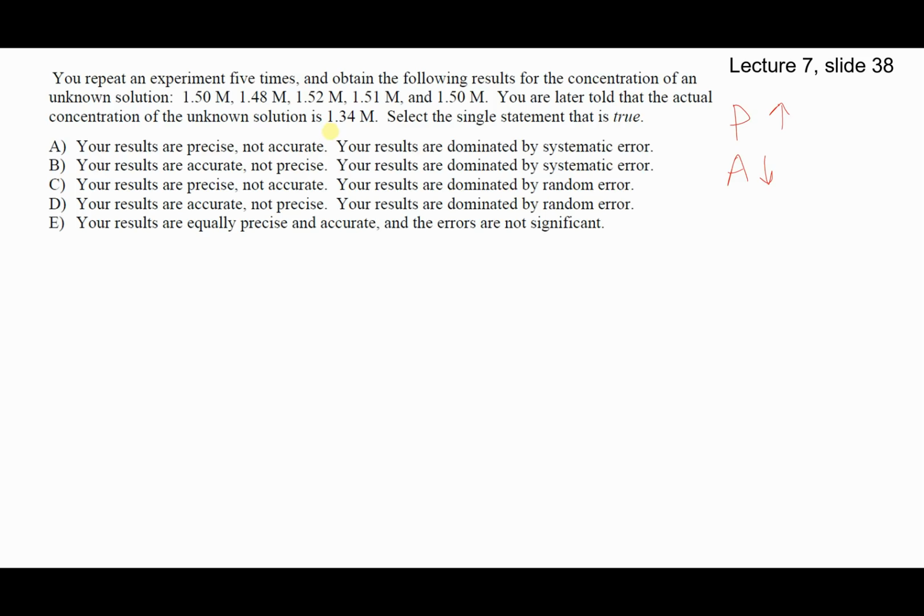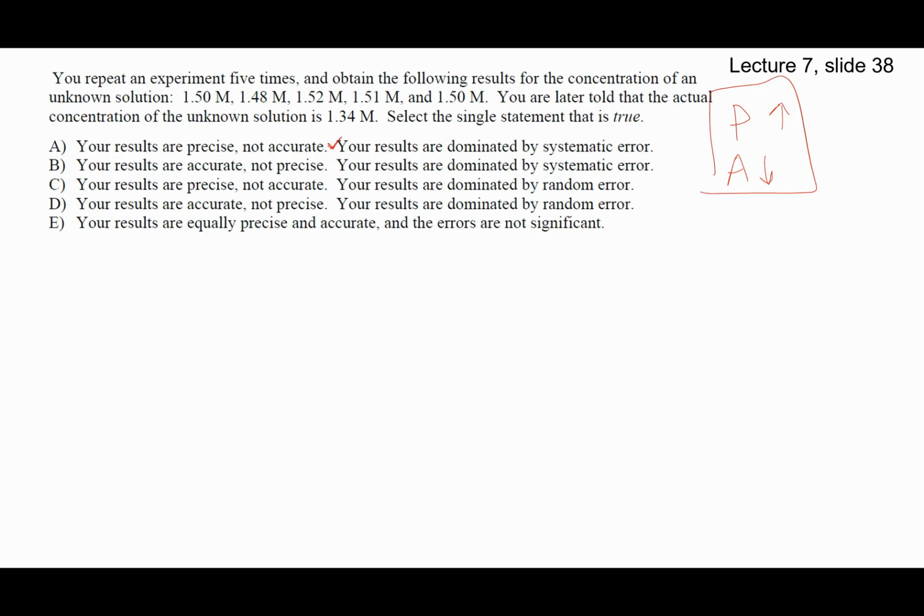Basically, the answers are broken down into two sections, right? We have the part on the left that talks about precision and accuracy, and we have the part on the right, which is what is the dominant error. So let's work on the left first, okay? Your results are precise and not accurate. Does that reflect what we have over here? Why, yes, it does. We are precise and not accurate. We're going to give that a check mark.